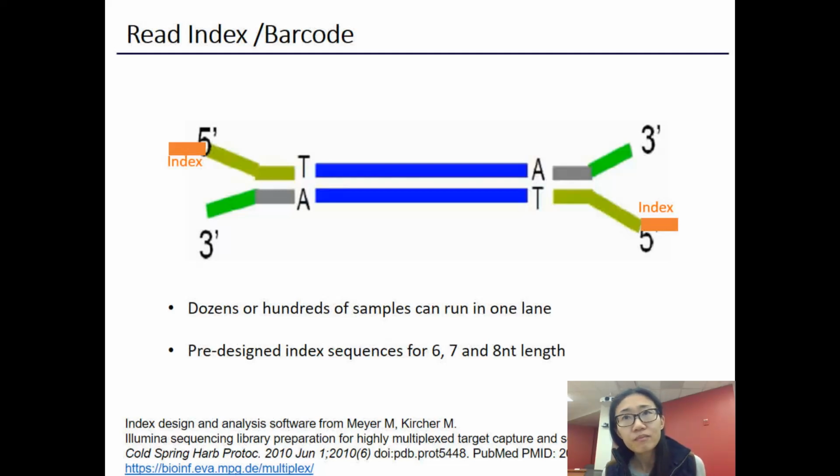Usually the pre-designed index is 6 to 8 nucleotides in length. And on this website, there are several Python scripts to design index or split the FASTQ sequence files by index. You can take a look.